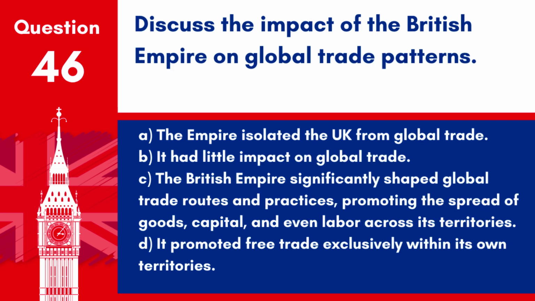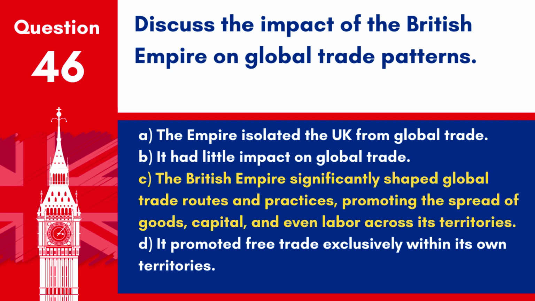Question 46. Discuss the impact of the British Empire on global trade patterns. A. The empire isolated the UK from global trade. B. It had little impact on global trade. C. The British Empire significantly shaped global trade routes and practices, promoting the spread of goods, capital, and even labour across its territories. D. It promoted free trade exclusively within its own territories.